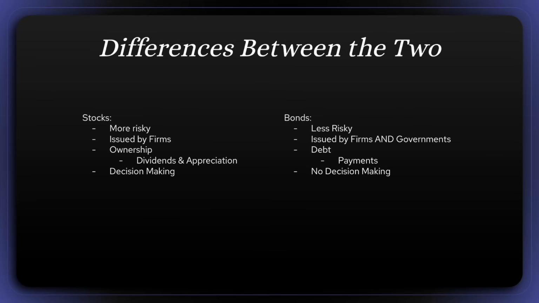So now bonds. Bonds are seen as less risky because they have fixed payments, which are determined when the bond is purchased, and they give you a maturity. Once they mature, you get your initial payment back. Bonds are issued also by firms and governments, along with other organizations. Bonds are in the form of debt, not ownership. So when you purchase a bond, the person that you purchase the bond from will be making you payments. Furthermore, bonds don't give you any decision-making power since they're only debt and not ownership.